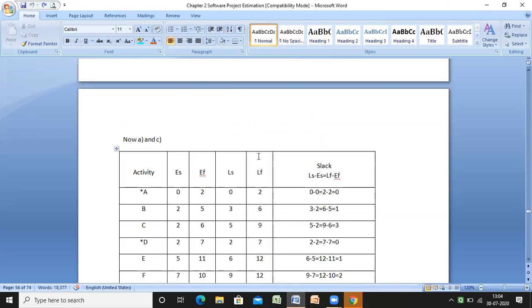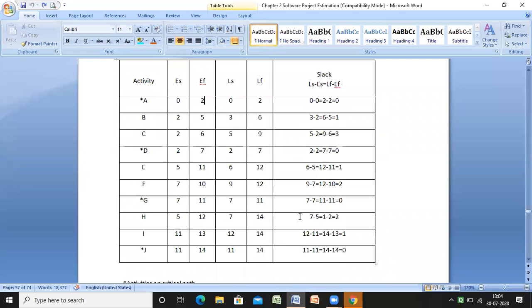Now again, this is a table we get with the earliest start time, earliest finish time, latest start time, latest finish time, and the slack. Slack means latest start time minus earliest start time, equal to latest finish minus earliest finish. Sometimes people mention it in a different way also. Here A has a predecessor of 0 and its duration is 2, so I get 0, 2, because it's only one activity, and the other activities also have A as predecessor.